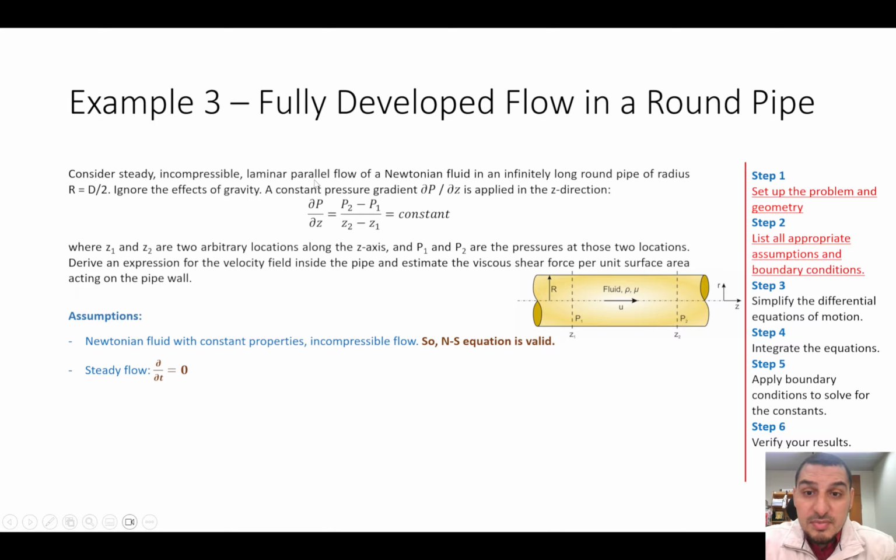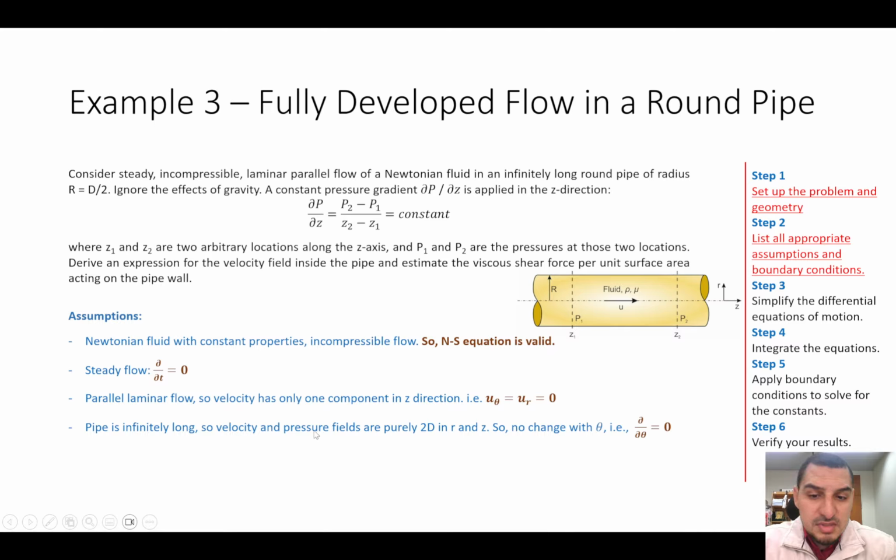It also says it's laminar parallel flow, so the flow will have only one component, which as we see is going to be in the z direction. So there is no velocity in r direction or in theta direction, so ur and u theta are 0. And as we said, the pipe is infinitely long and symmetrical around the center line, so theta has no effect. It's going to be purely two-dimensional flow, so any change with theta is 0.